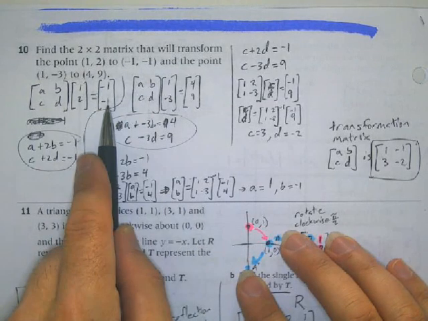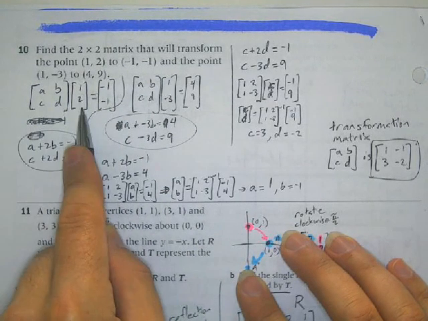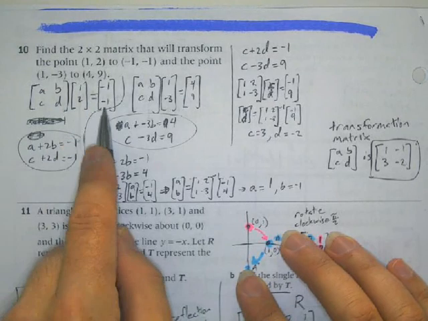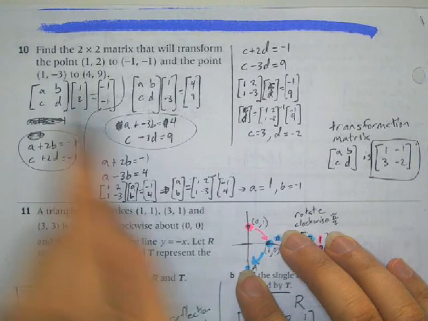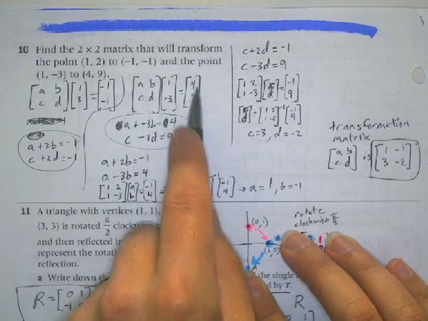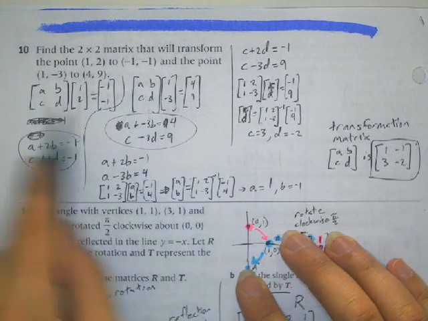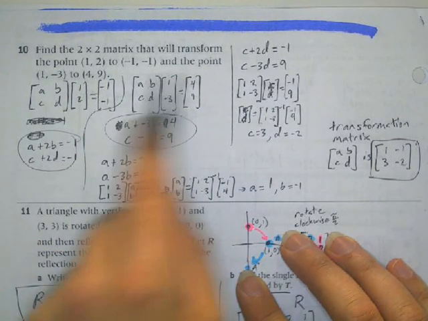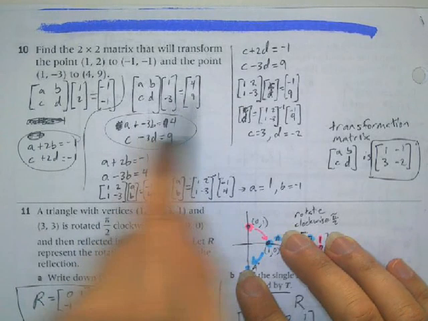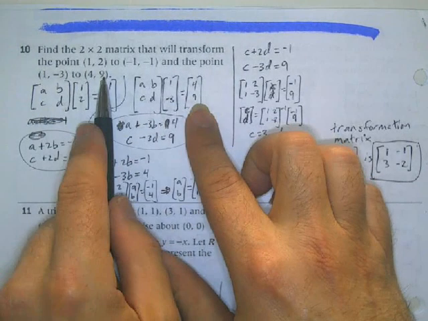Okay, so transformation matrix, original point, original image, result image. And then I also have a point 1, negative 3, and the result image is going to be 4, 9. So I've got this matrix set up from 1, comma 2 to negative 1, 1, and I've got this matrix set up for 1, comma negative 3 to 4, comma 9.